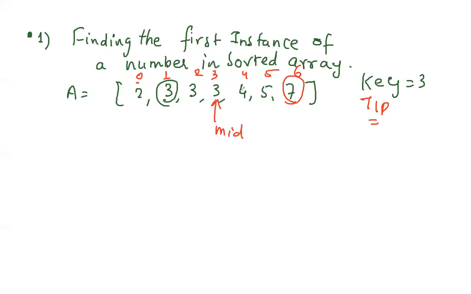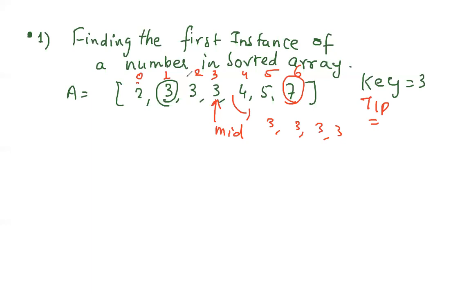We know that this instance can be the first instance. We are not sure that it is the first instance, but it can be because it's equal to the key, so it may or may not be the first instance. But what we are sure of is anything beyond it. If there were five threes after this as well, let's say 3 3 3 3 3 and then 4 5 7, none of these 3s will be the first instance because we already have one before it. Getting my point?